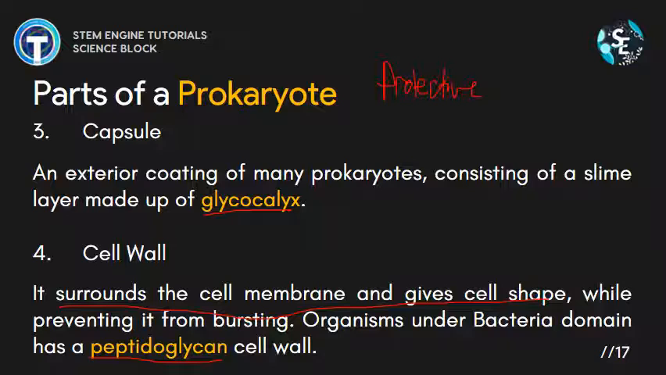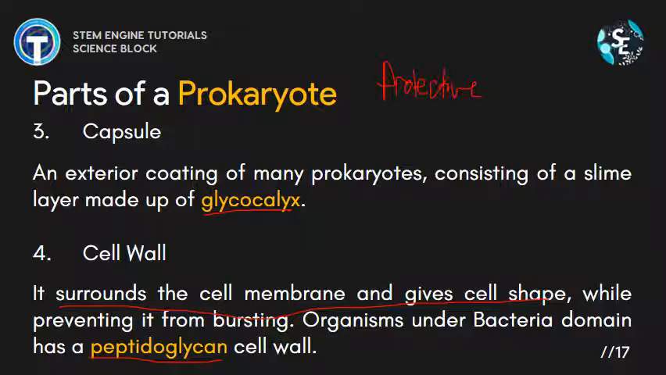It is highly similar to the cell wall of a plant cell in terms that it surrounds the cell membrane and gives the cell shape while preventing it from bursting. Kasi syempre, meron din itong internal pressure na minemaintain sa loob, and kapag walang cell wall, due to the differences in pressure of the environment and the internal pressure of the prokaryote, pwede siyang pumutok.